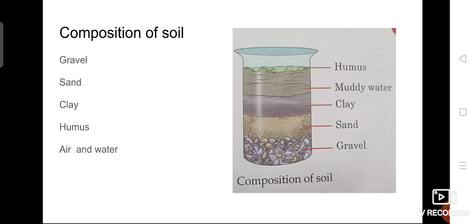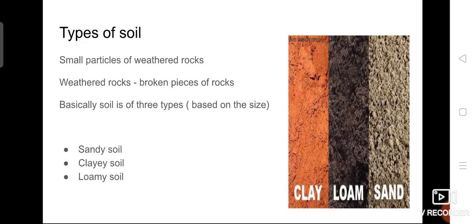Then we are going to see one more thing, types of soil. Basically, there are three types of soils, and that is what we are going to discuss in this topic. When we talk about types of soil, we already know that soil is nothing but very small particles of weathered rocks. What do you mean by soil? Soil is small particles of weathered rocks.